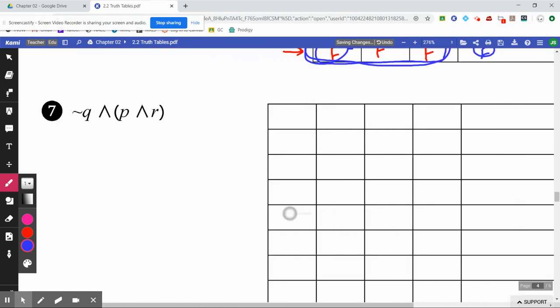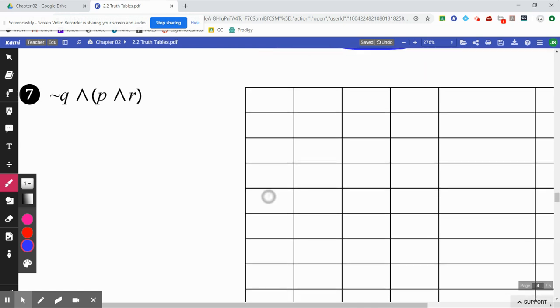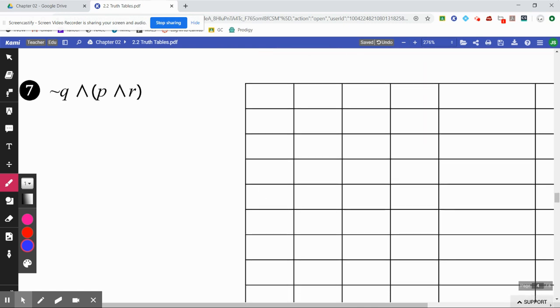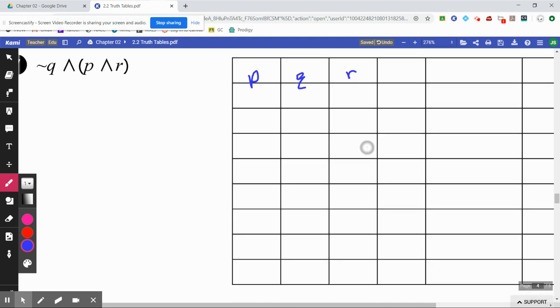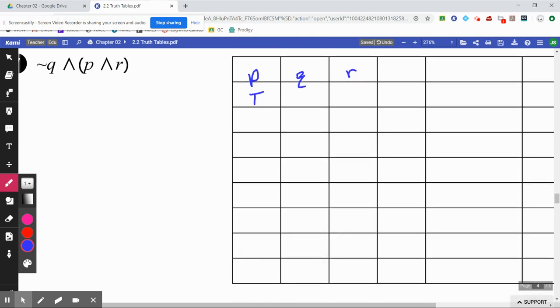Next truth table. We're going to do not Q and (P and R). Parentheses again, same as all of math, parentheses is going to be done first. So our 3 statements are P, Q, and R. If you don't remember how to set up this table, again, I do half truths, half falses. This is just a quick shortcut way.